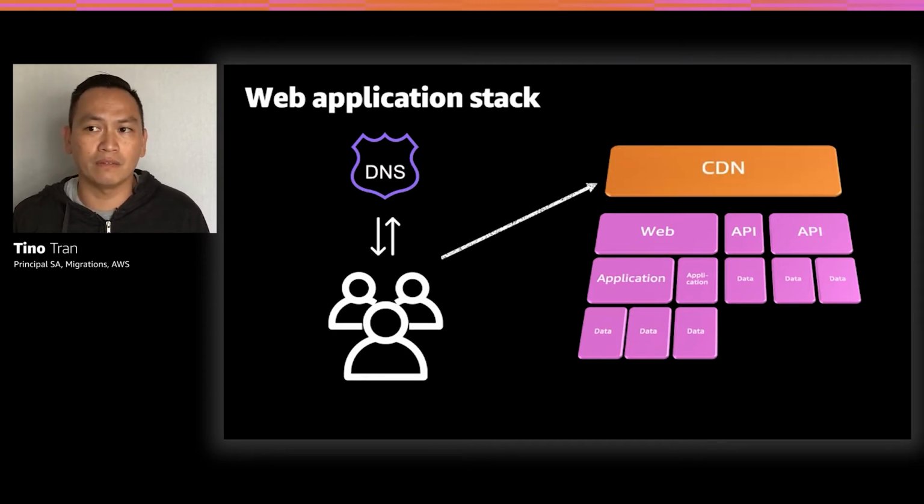In some cases, you may have additional infrastructure outside of your web application stack, in which case, for instance, in this example, we have a content delivery network. Regardless, DNS is the mechanism that routes your end users to those endpoints.